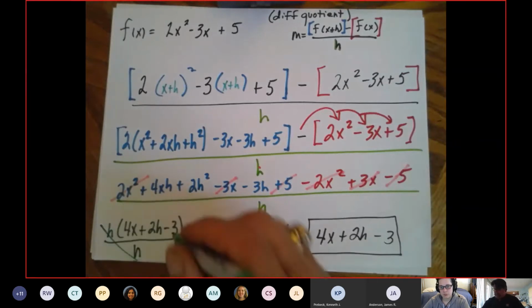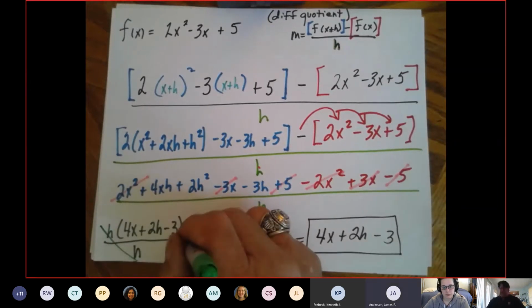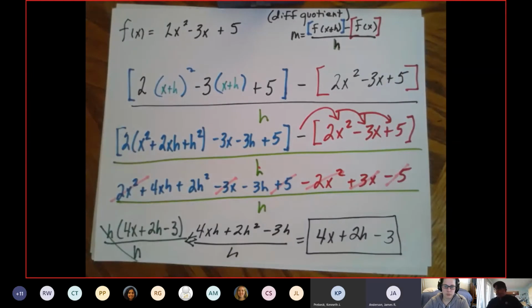Okay. Anybody else got a question? Next to completing the square, that's probably your next best bet for a test question.